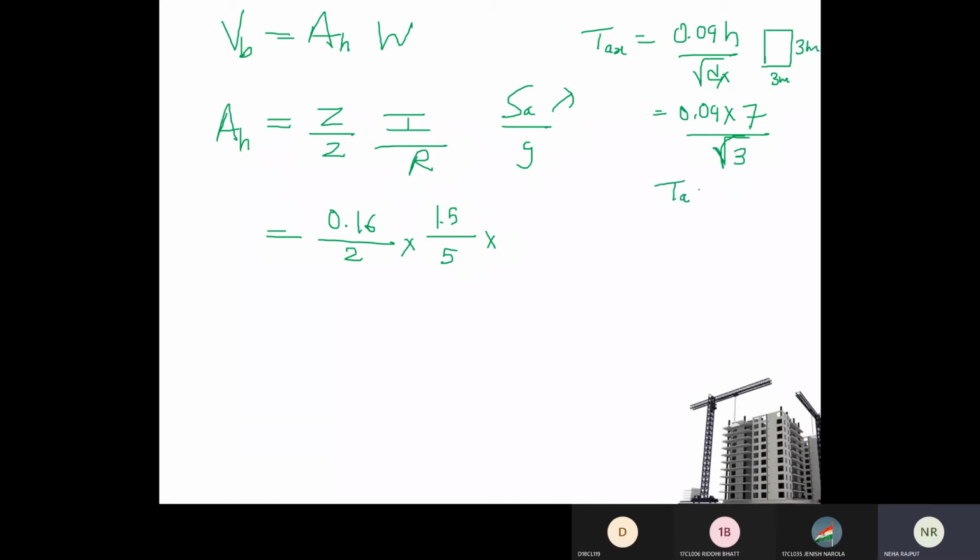Find out this time period. It will remain the same for X and Y because your base dimension is the same. What is the time period of the structure? 0.36 second, right. For this 0.36 second, D will be 6, 6 by 6, so 6. 0.26.